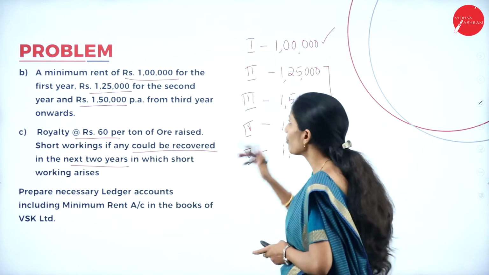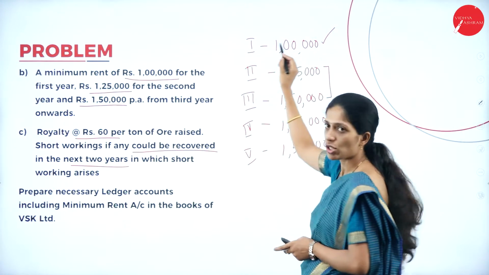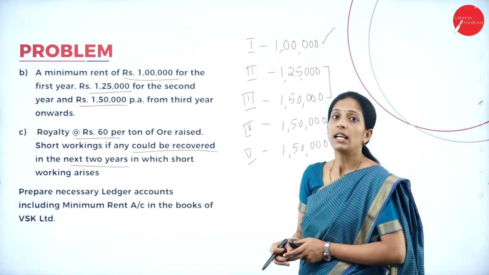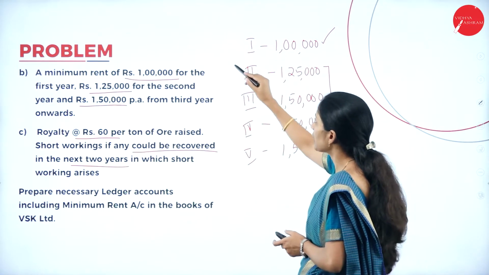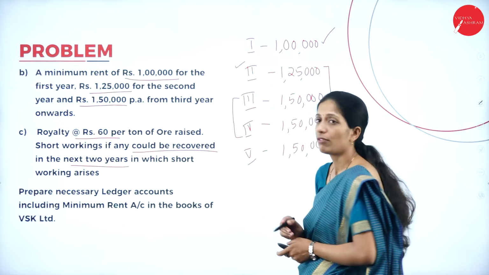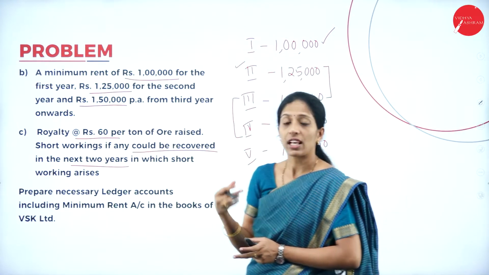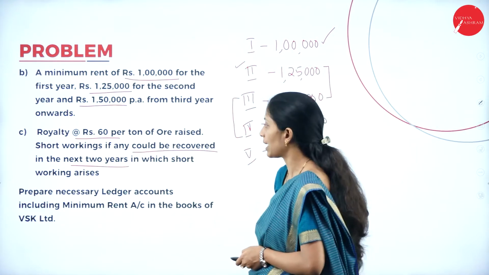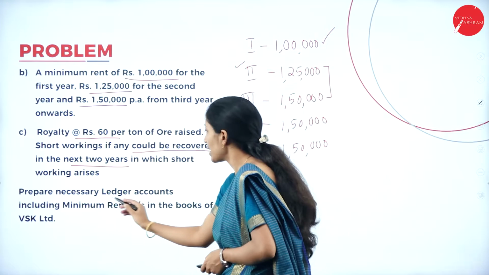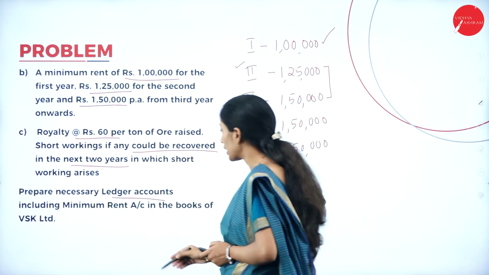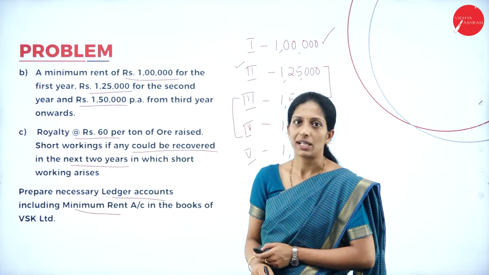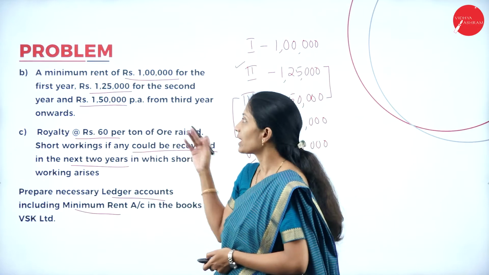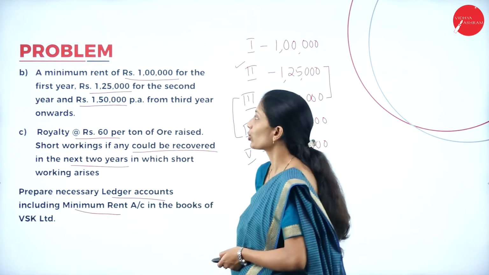Okay, so hope you are clear. So, if they have incurred in the first year, so they have a time of second year as well as third year within which they have to recover the short working. Suppose they have incurred in the second year, then third and fourth year will be their time. In the sense, after occurring of short working, they have 2 years of time to recover that short workings. So, prepare necessary ledger accounts including minimum rent account in the books of VSK Limited. So, they are asking us to prepare the ledger accounts. So, hope you have understood the problem. Now, we shall directly go through the solution.